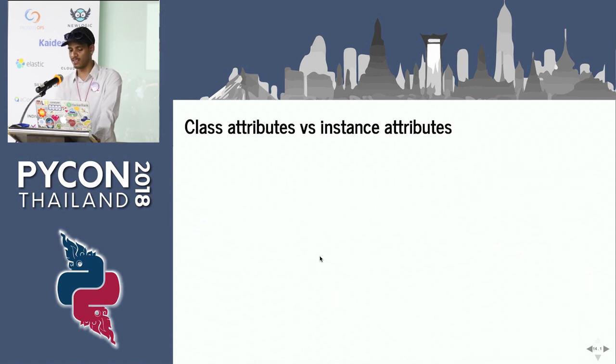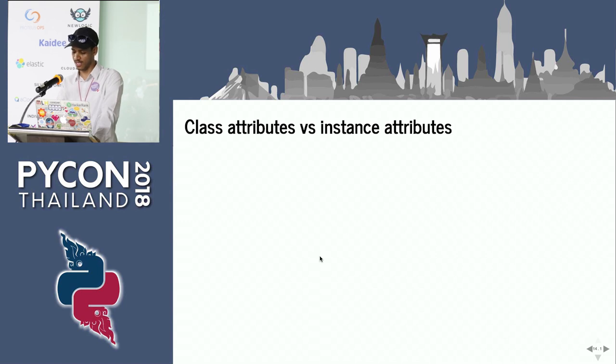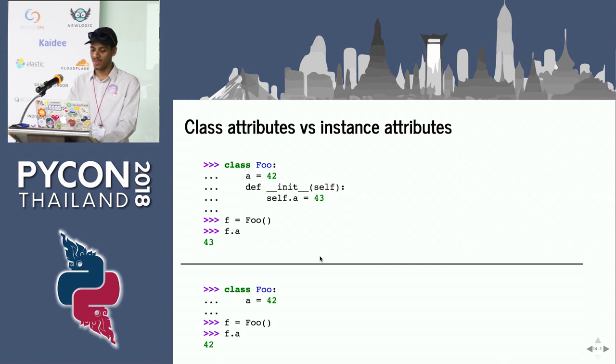So we can take this example and explore more in the sense of a class. Let's talk about class attributes versus instance attributes. A simple class with an init method initializing A to 43, then calling the object and checking the value of A, fairly straightforward. And I have a different class which doesn't have a constructor, I just have my value, and I check the value, so I just get back the value.